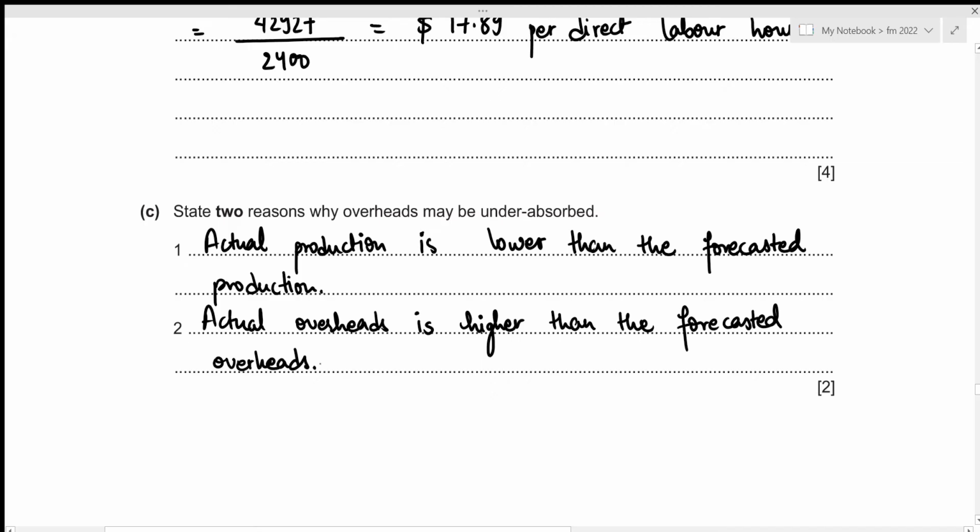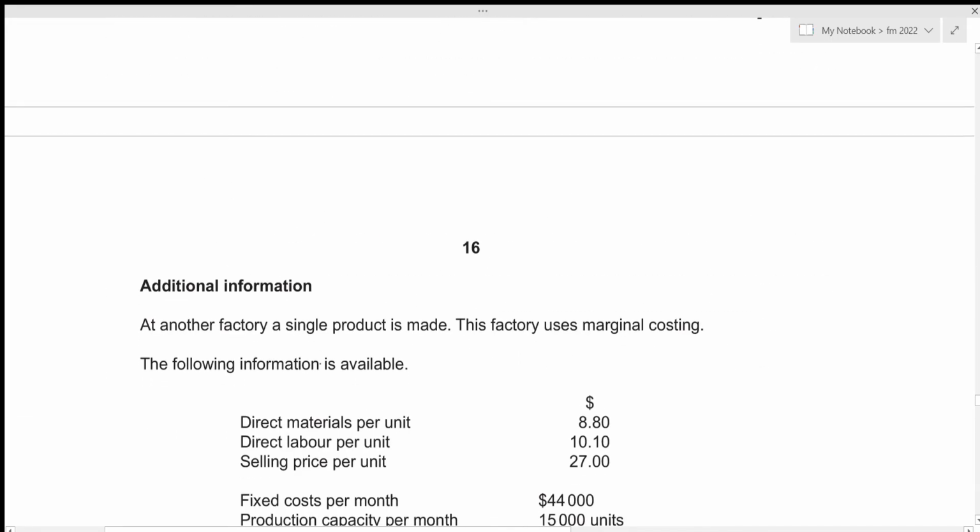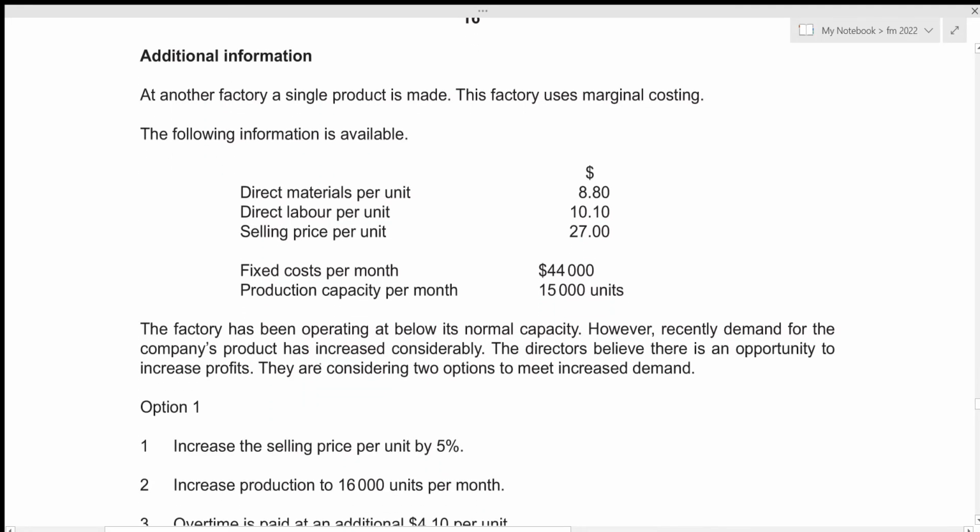Okay, this concludes the third part of this question. Now we can move towards the fourth one. We are given additional information. At another factory, a single product is made and the factory uses marginal costing. We are given the following information regarding direct materials per unit, direct labor per unit, selling price per unit, fixed cost per month, as well as the production capacity per month.